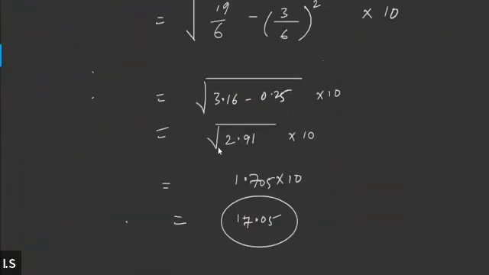Okay, so this is the answer, 17.05, as per the step deviation method. It is almost close to the answer we got by the actual method and the shortcut method. The slight difference that you are seeing here is because we have taken approximate values while calculating.